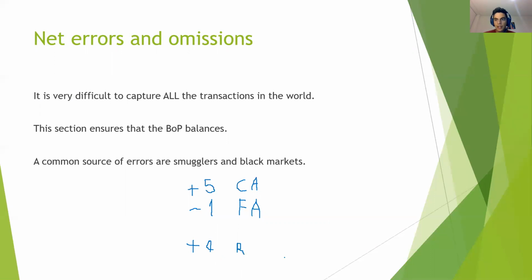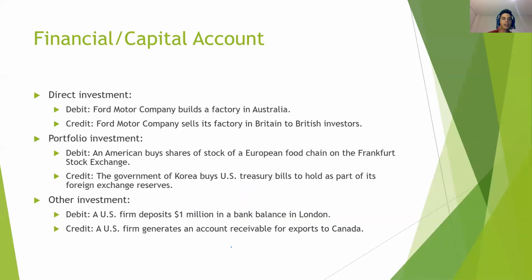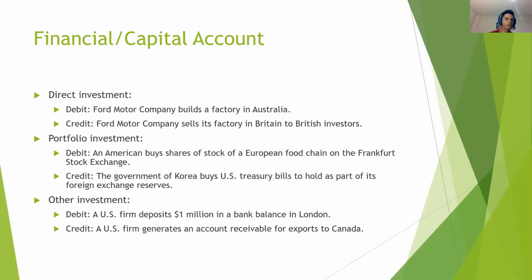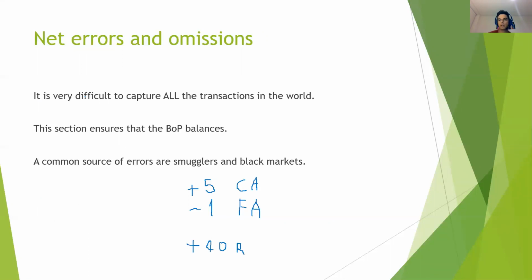So this should be the reserves, or the savings from the country. But imagine that by the end of the year, you see these numbers, but in your pocket, you have $40. So you're like, how can this happen? Why do I have more money than the money that I'm supposed to have? This can only happen because maybe you didn't account for some transactions, because you only accounted for these: goods, services, investment income, unilateral transfers, or investments.